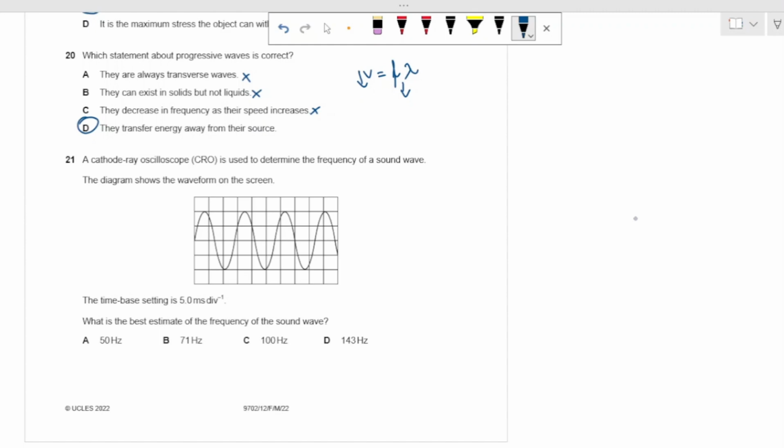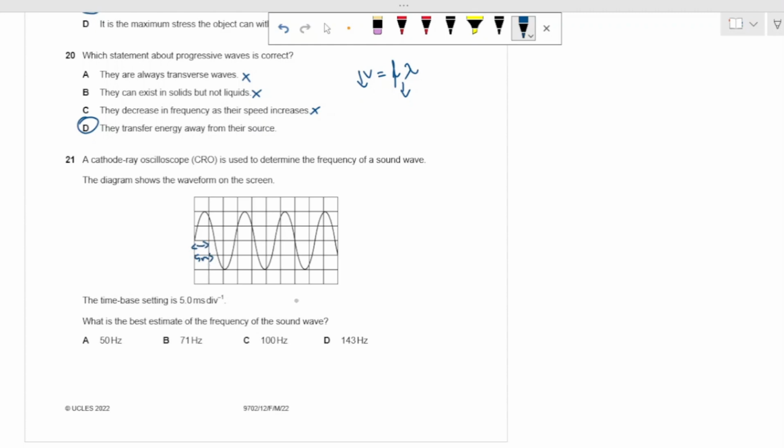Question 21. A cathode ray oscilloscope, CRO, is used to determine the frequency of a sound wave. Diagram shows the waveform on the screen. The time-base setting is 5 millisecond per division. What is the best estimate for the frequency of the sound wave? Alright. What is the time-base setting? Time-base setting basically means that each division is 5 millisecond long.